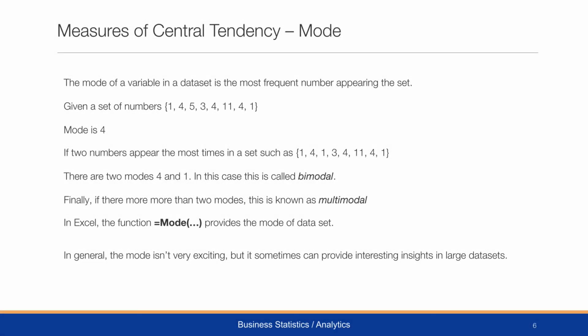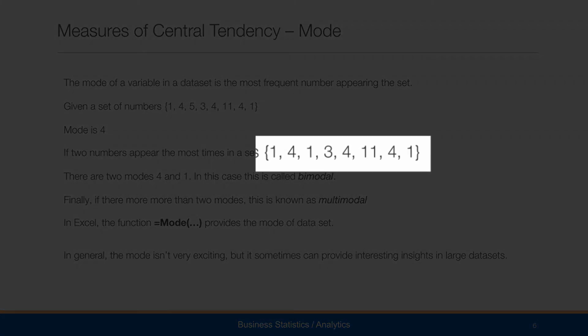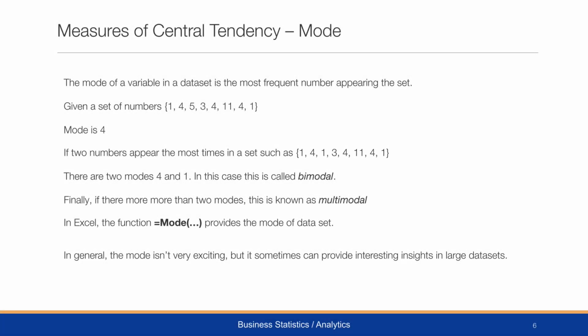If two numbers appear most times in a set, such as 1, 4, 1, 3, 4, 11, 4, 1, there are two modes, 4 and 1, and this is called bimodal. If there are more than two modes, it's known as multimodal. This isn't very interesting, really, but the mode by itself is sometimes interesting, but anything higher than bimodal is not so interesting.